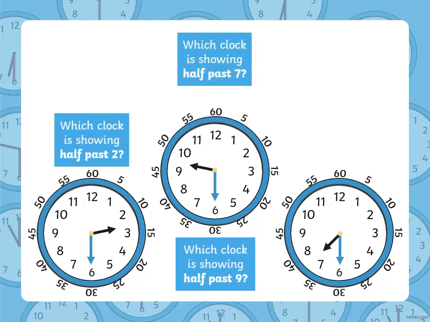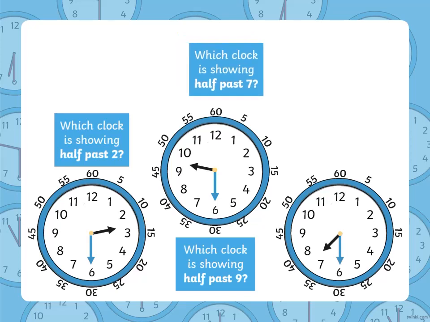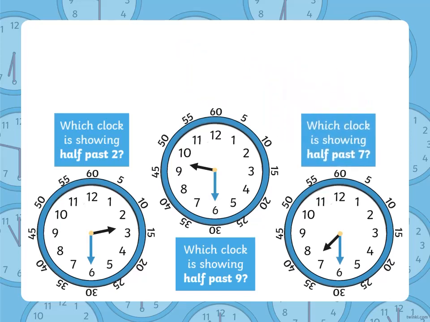Which clock is showing half past 7? Have a think where the hour hand will be pointing. That's right, halfway between the 7 and the 8. Excellent. So we've got 2:30, 9:30 and 7:30 on our clocks.